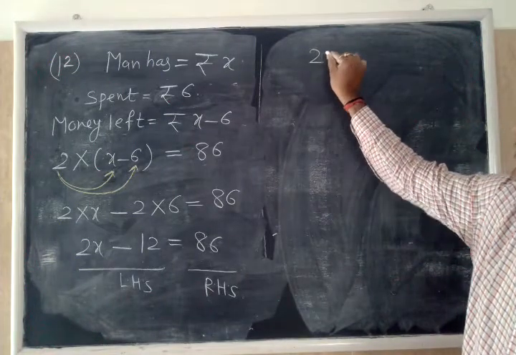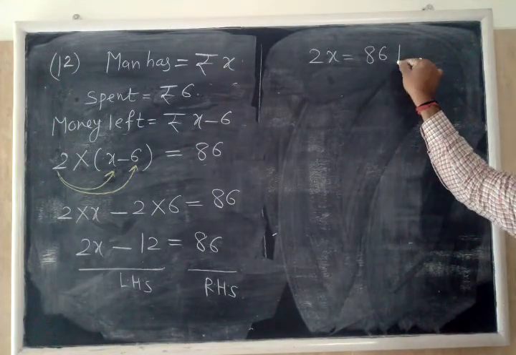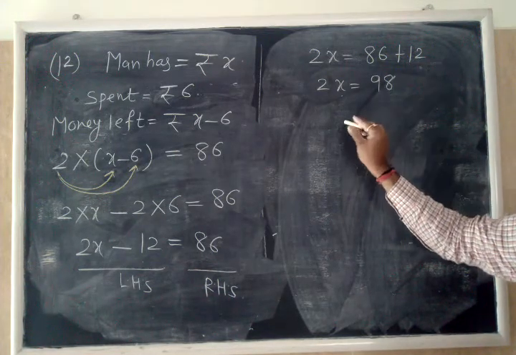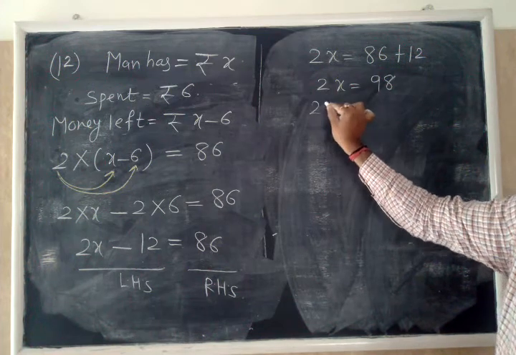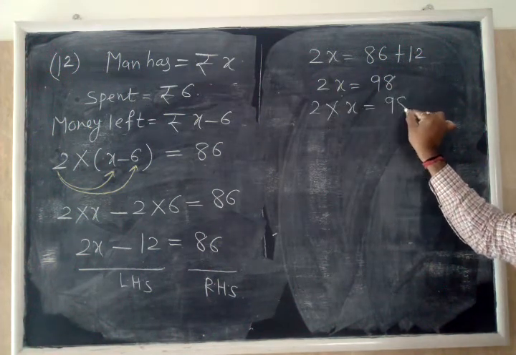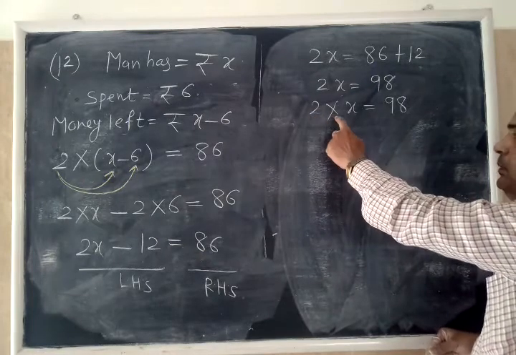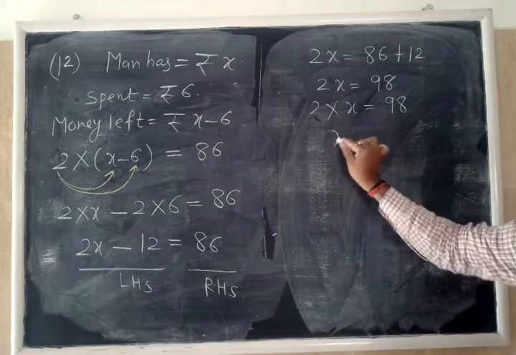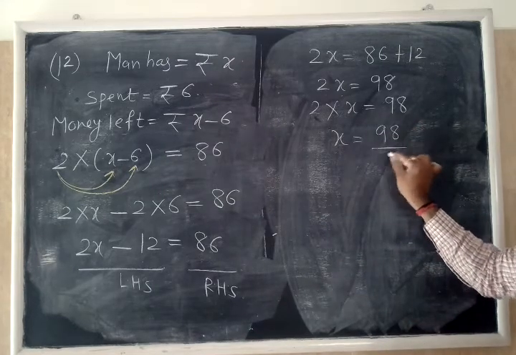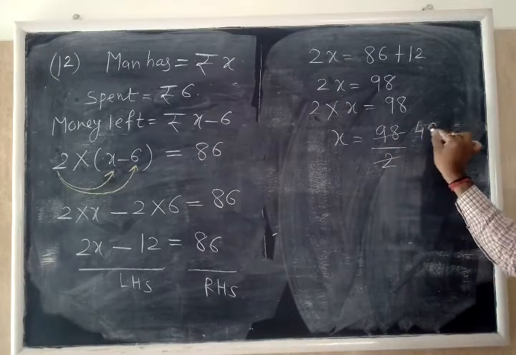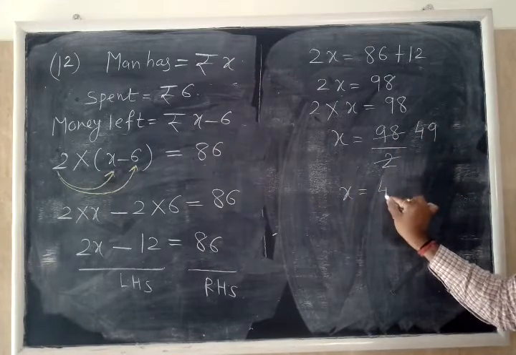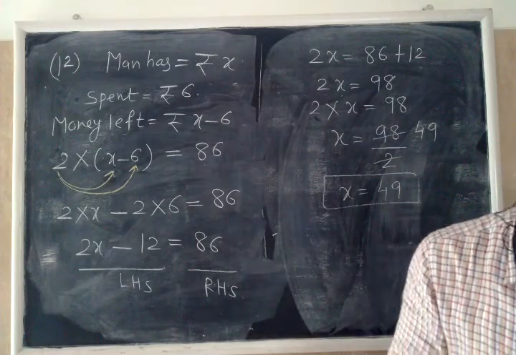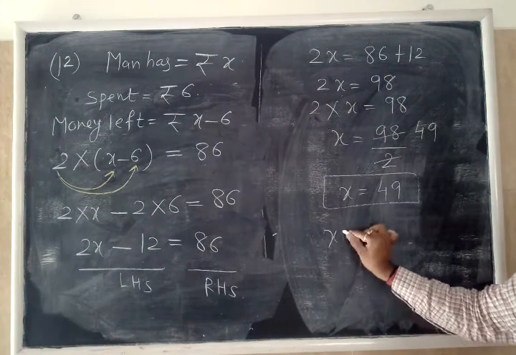So 2x is equal to 86 plus 12, so 2x is equal to 98. 2x means 2 into x, which is 98. On the left hand side, 2 is in multiplication, so when I take 2 to the right hand side, it goes in division. So x is equal to 98 divided by 2. 2 4s are 8, 2 9s are 18. X is 49. What is asked in the question? Find x. So x is rupees 49.